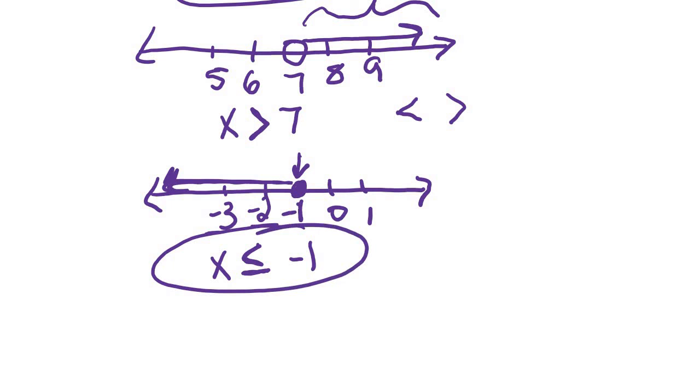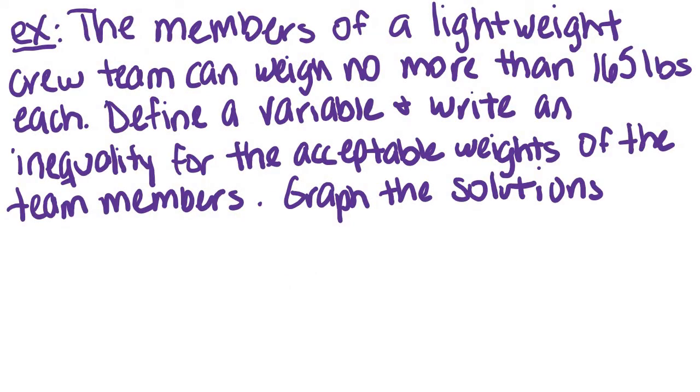All right, how do we feel about that? Let's move on to a word problem, and then we'll do our in-class problems together. It says the members of a lightweight crew team can weigh no more than 165 pounds each. Define a variable and write an inequality for the acceptable weights of the team members. Graph the solutions. All right, so let's change the color so we know we're working on our solution.